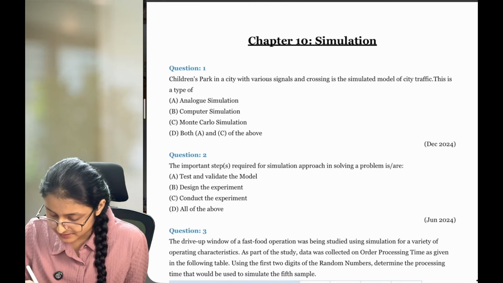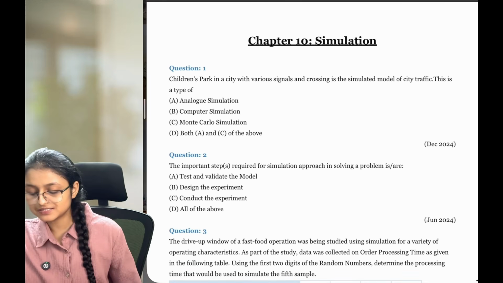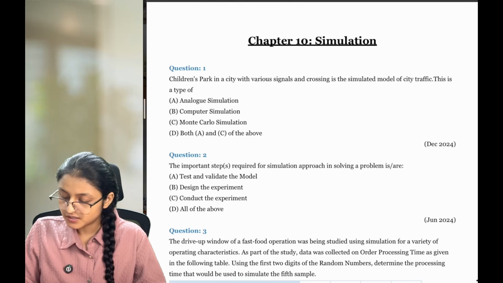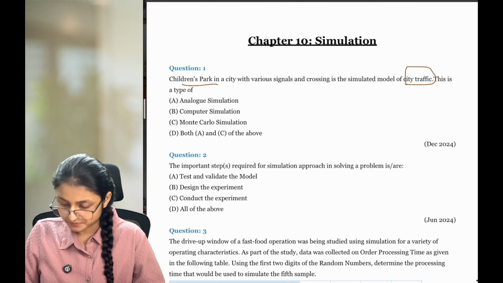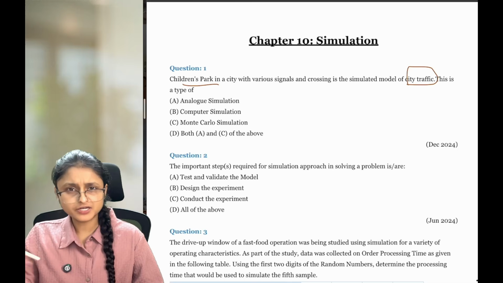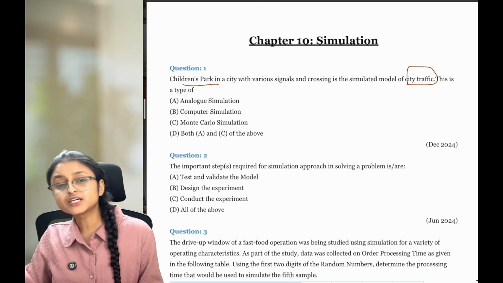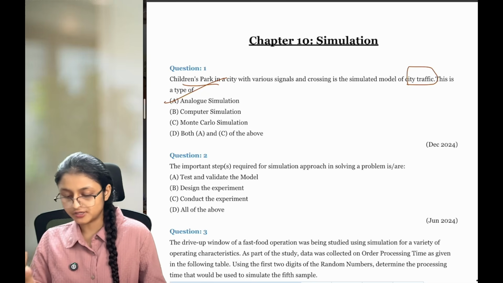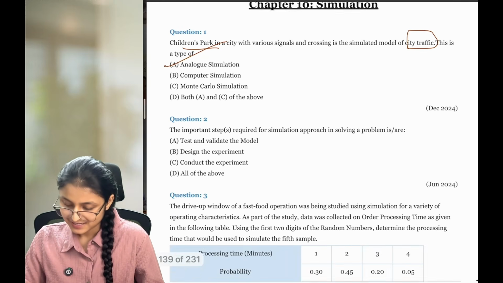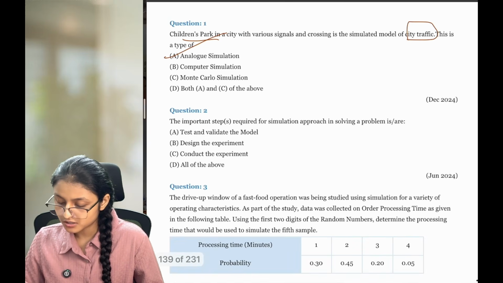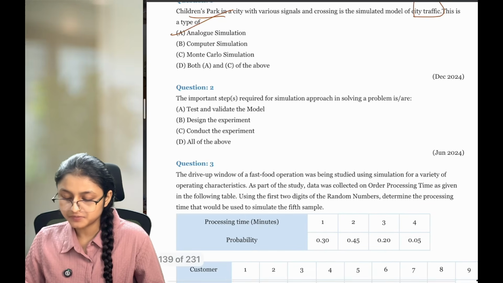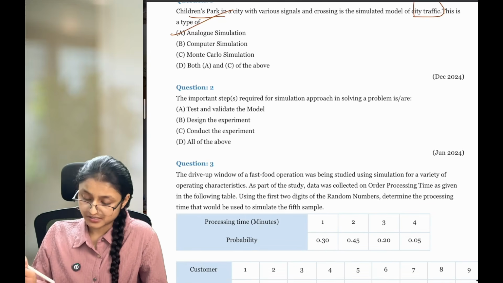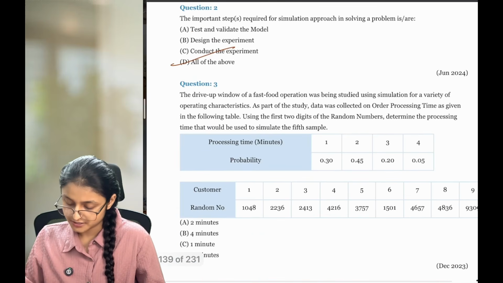Children's park in a city with various signals and crossing in the simulated model of a city traffic. So if there is a city traffic and children parks is there, which is a simulated model of a city traffic, that means you are creating a physical model of simulation, and whenever we create this physical model, we call it as an analog simulation. The important steps required for simulation approach in solving a problem is you are going to test and validate the model, you are going to design the experiment, you are going to conduct the experiment, you are going to do all of the above. Okay?